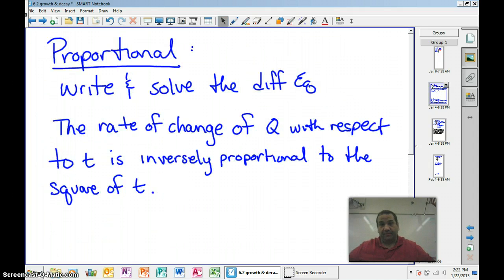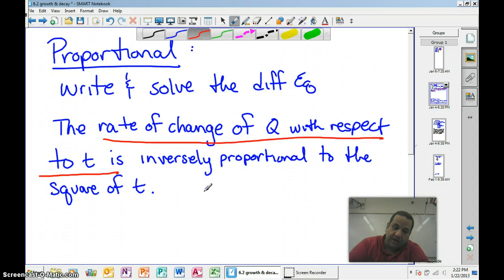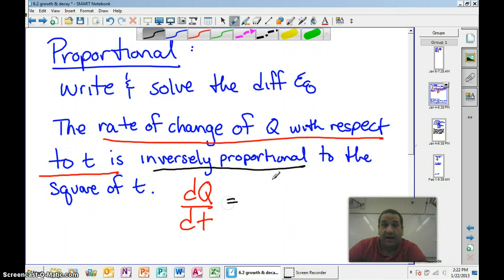Proportional. You get problems that say proportional. We're going to write and solve the differential equation. The rate of change of Q with respect to t is inversely proportional to the square of t. So what we have to say is the rate of change of Q with respect to t is written like this, dQ/dt. Then inversely proportional means that the constant is up top and whatever is on the bottom, the square of t, is on the bottom.